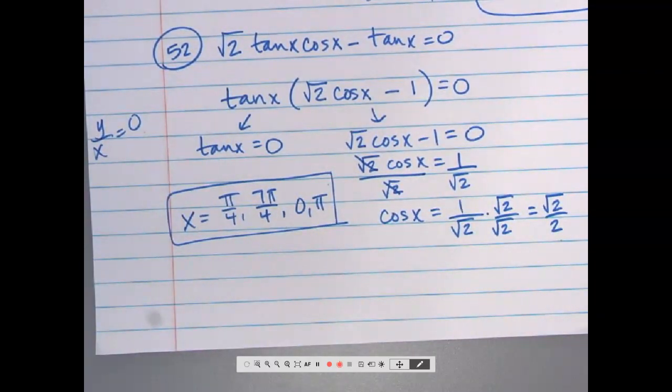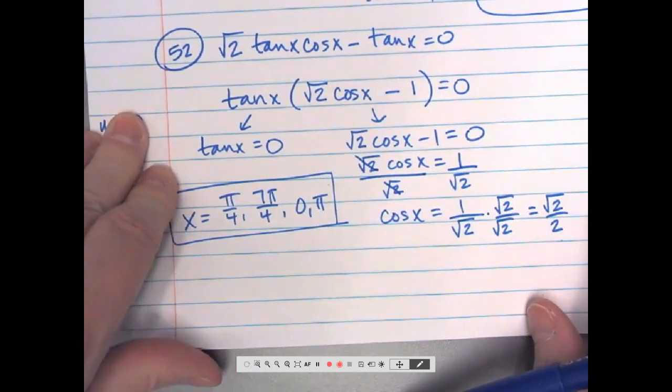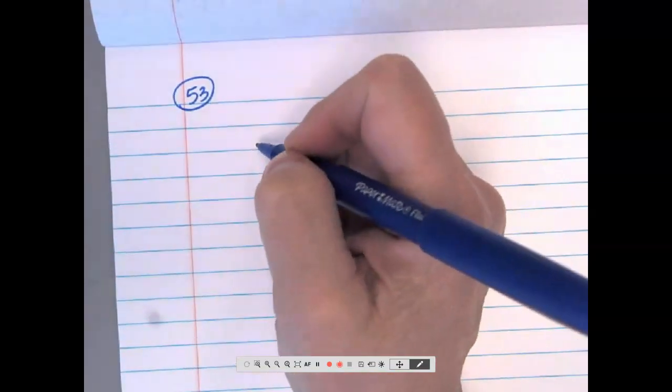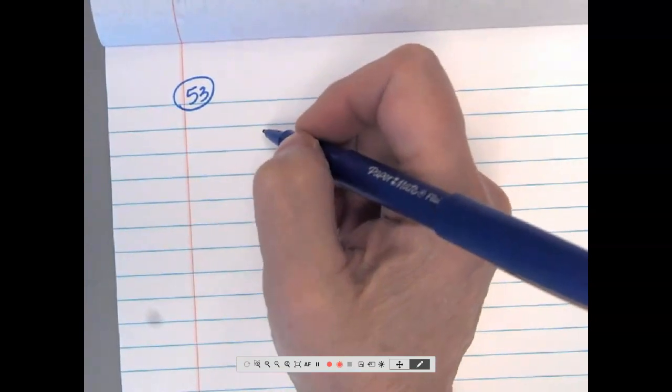All right, are we doing okay? All right, 53. And just think, I get to do all these again next block. I bet it'll be the same ones.